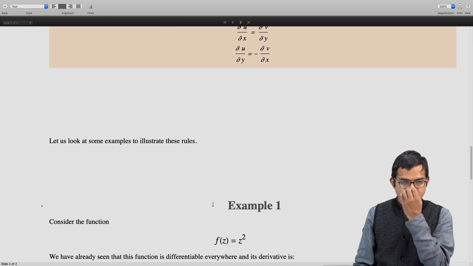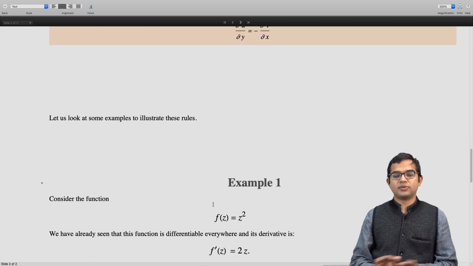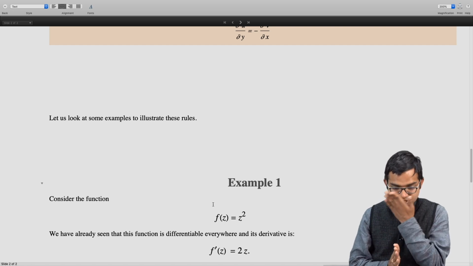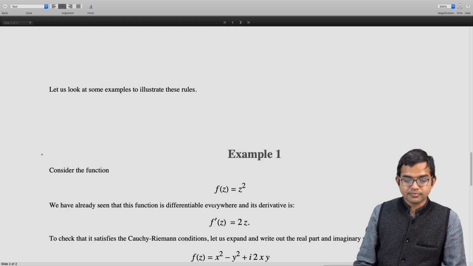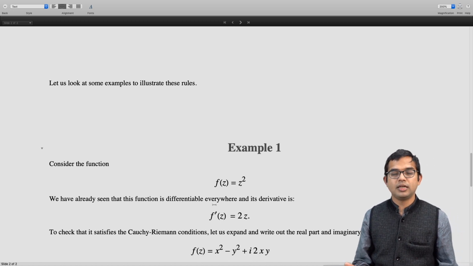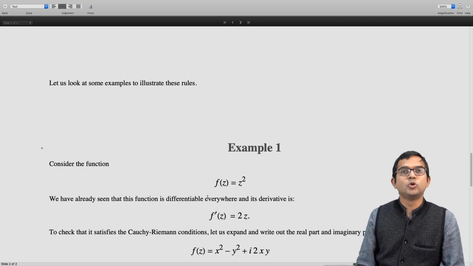So let's start with our favorite function f(z) = z². We've already seen that this is differentiable everywhere and its derivative is simply given by 2z. We already know this. So let's check the Cauchy-Riemann conditions for this function. The real and imaginary parts we also know: u(x, y) is just x² − y², and v(x, y) is 2xy.